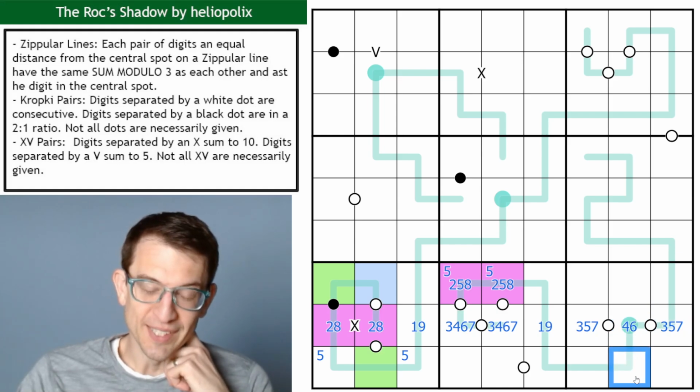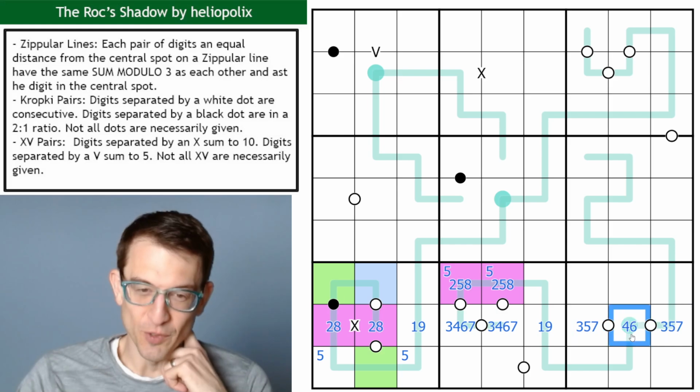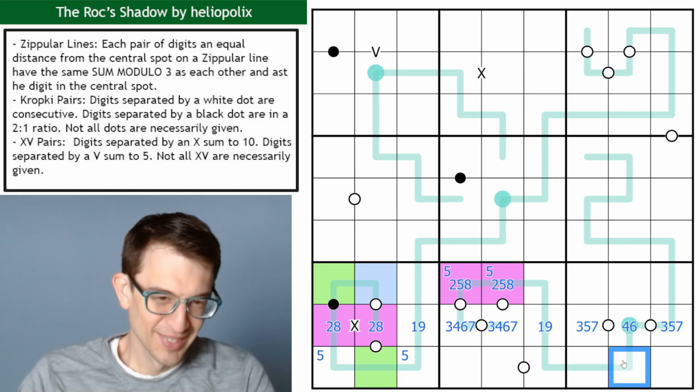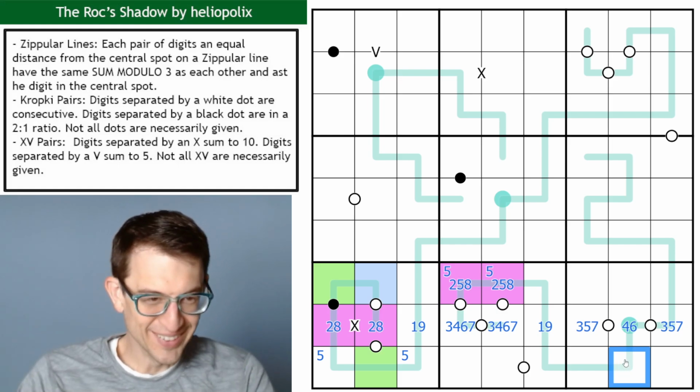So this could be 3, 6, 9. No, because it could be 3, 4, 1, 7. Yeah, okay. So this isn't 3, 6, or 9. Does that help me at all? I don't think so.